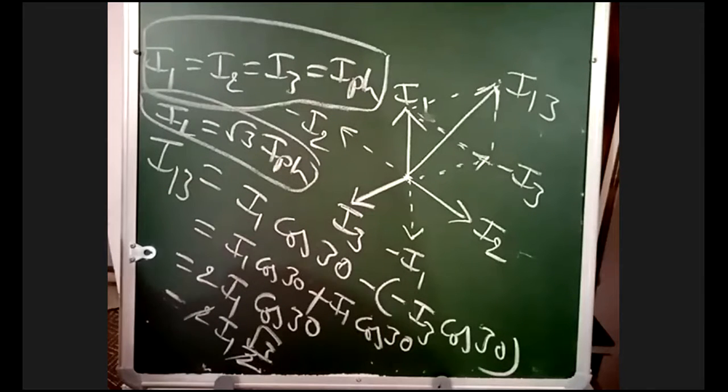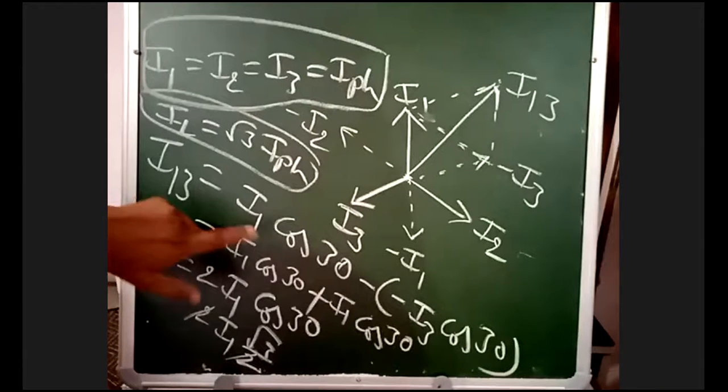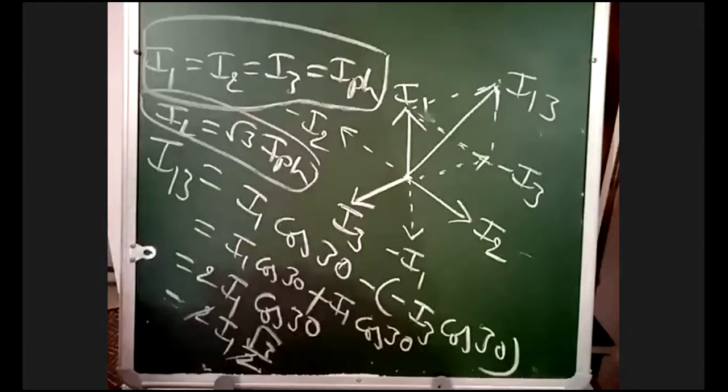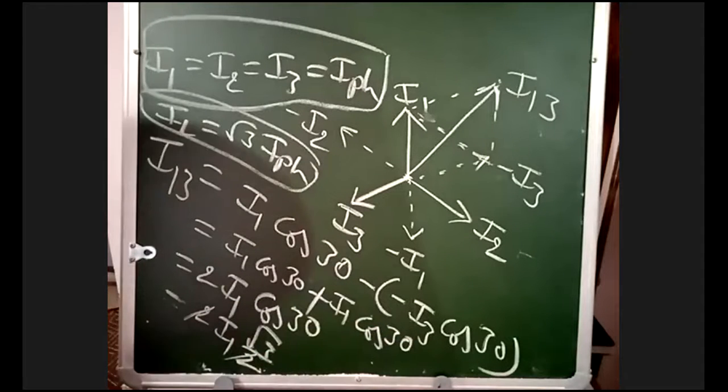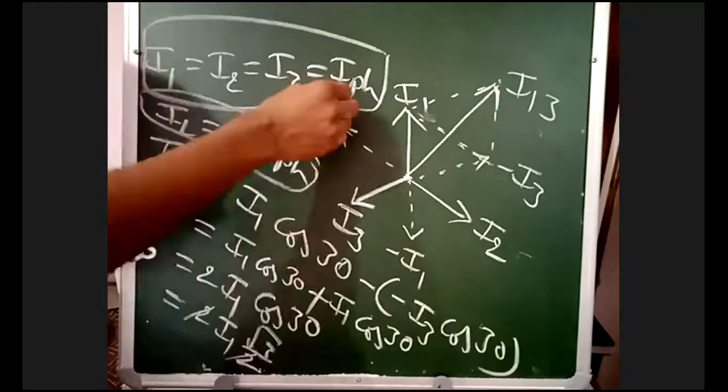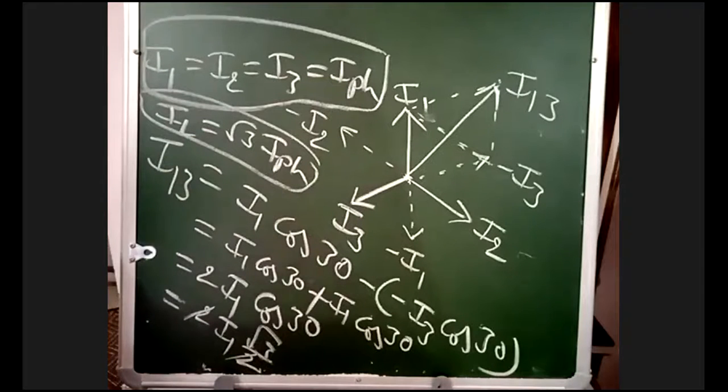This is similar to voltages in star connection. In star connection, V13 is equal to V1 cos 30 minus V3 cos 30. Here we got V phase; V1 means V phase, and I1 is equal to I phase. Write this down. If you are stuck, you can ask me. In the last class, I derived the line voltage and phase voltage relation in star connection. But in delta connection, IL is equal to root 3 into I phase.